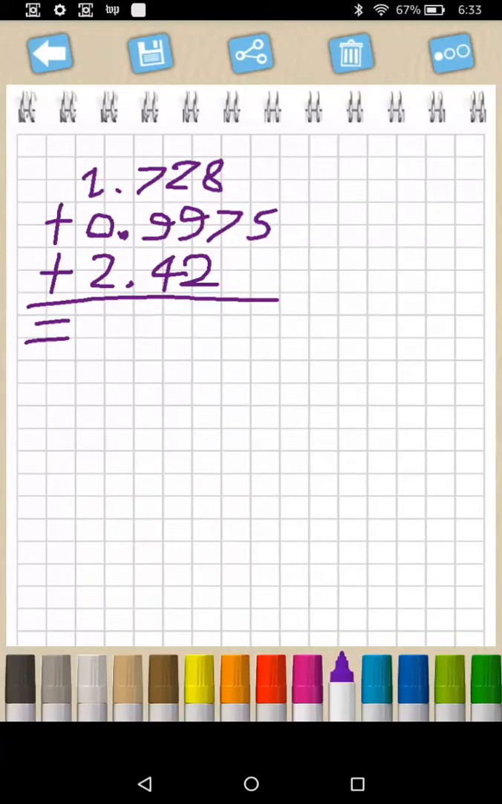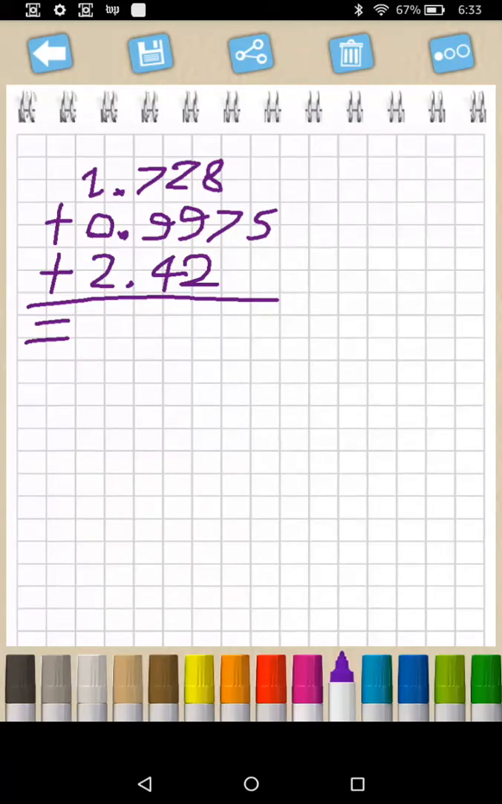Alright, so I've rewritten this problem. This is a problem where we have to add numbers, and I rewrote it in vertical form, but it'll probably appear on the test in horizontal form. So you'll see this number and then a plus sign, and then the next number, and then a plus sign. It'll be horizontal, but it's the same thing.